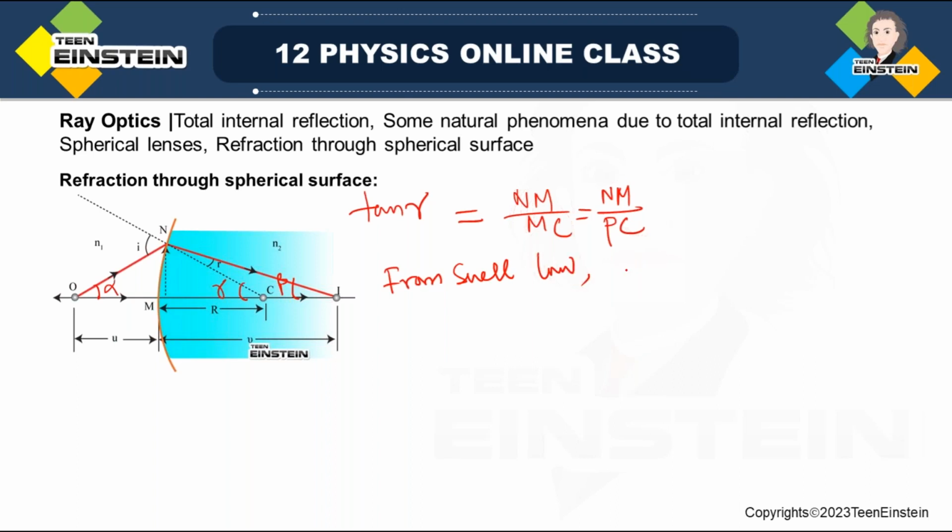From Snell's law, I can write N1 sin I is equal to N2 sin R. Okay, so sin could be written as the angle I itself.